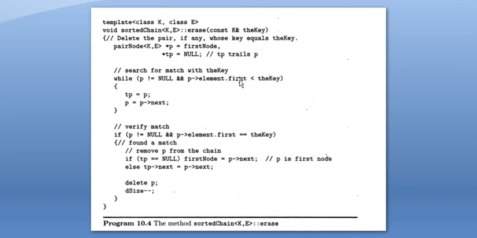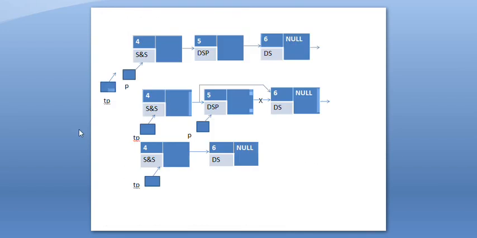So what is element dot first? It is 4, and what is the key value? It is 5. So 4 is definitely less than the key. So what do you have to do? Looking at this, you think as if 4 and 5, 5 is greater, so traverse, go to the next node.